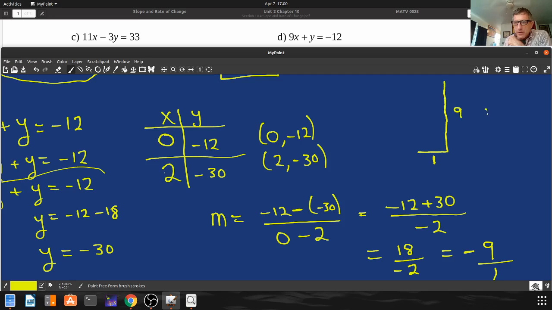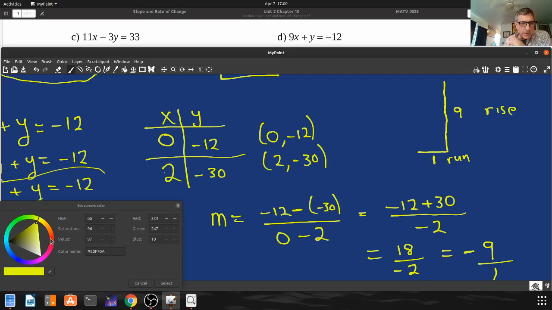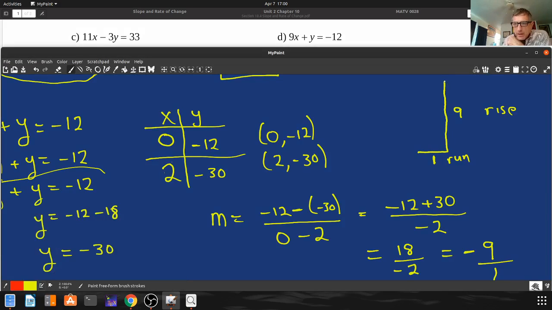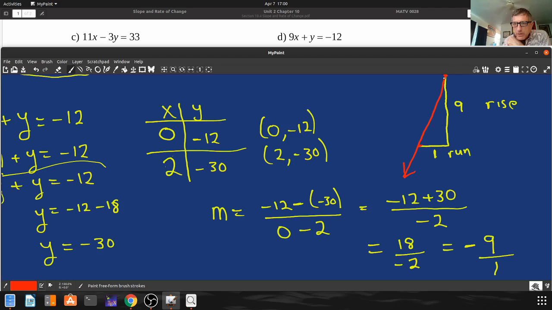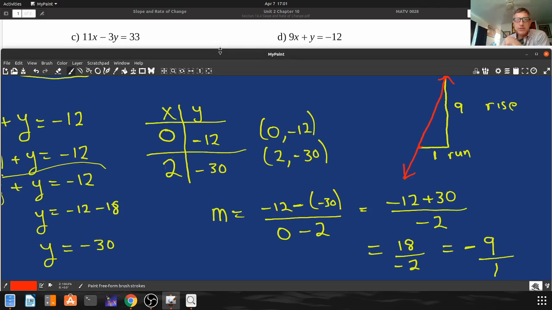Nine. So this is my rise. This is my run. And my slope is the line that would be the hypotenuse of this triangle, more or less. The slope would look more or less like that. Pretty steep. Go on to the next one.